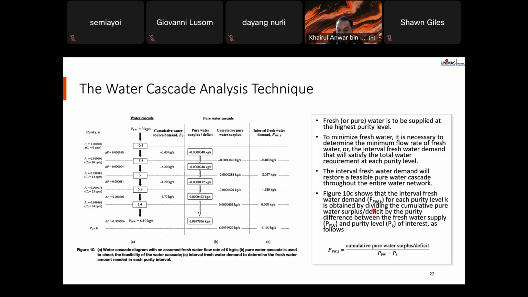I think the cumulative pure surplus, this value, divided by the purity difference between the water supply and the level of interest.